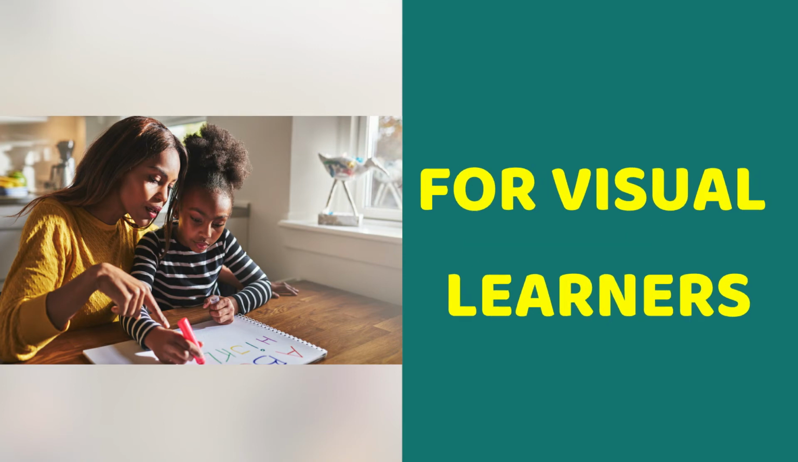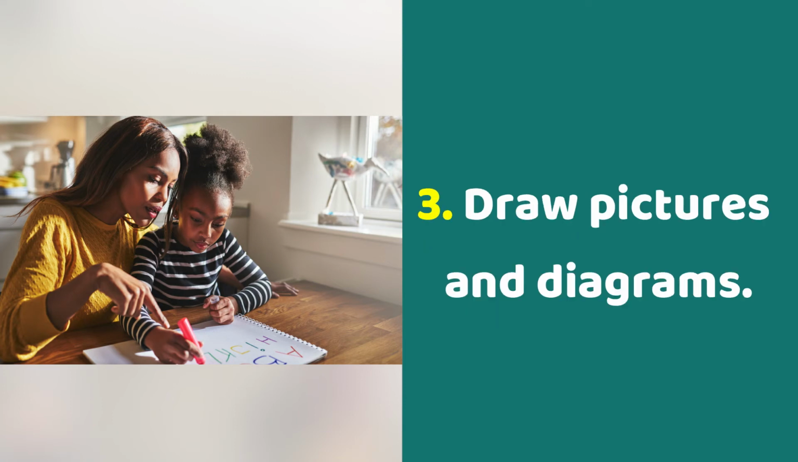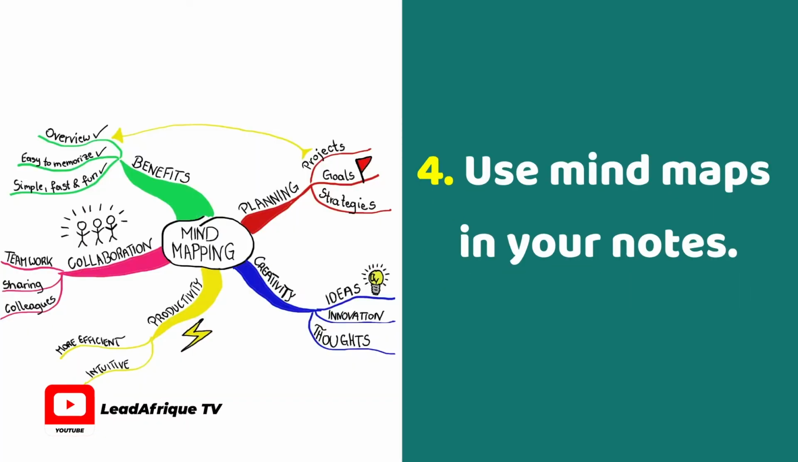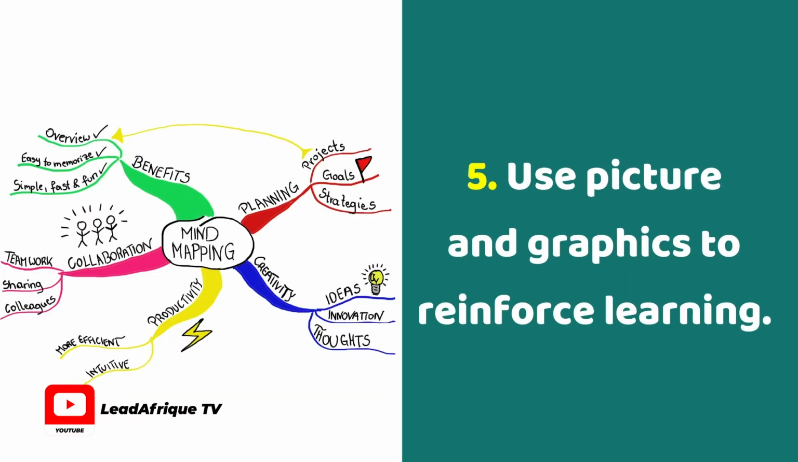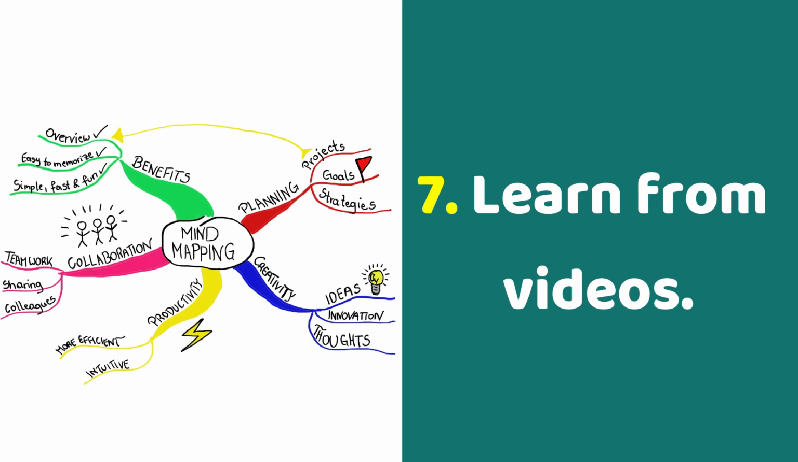If you're a visual learner, you are probably wondering, how best can I learn? Well, we advise that you visualize what you are studying. You can use color in your notes, such as colored pens, highlighters, etc. You should also visualize what the teacher or lecturer is lecturing about. You can draw pictures and diagrams. Use mind maps in your notes. You can use picture and graphics to reinforce learning. Also, you can design and use flashcards. Lastly, you can learn from videos.